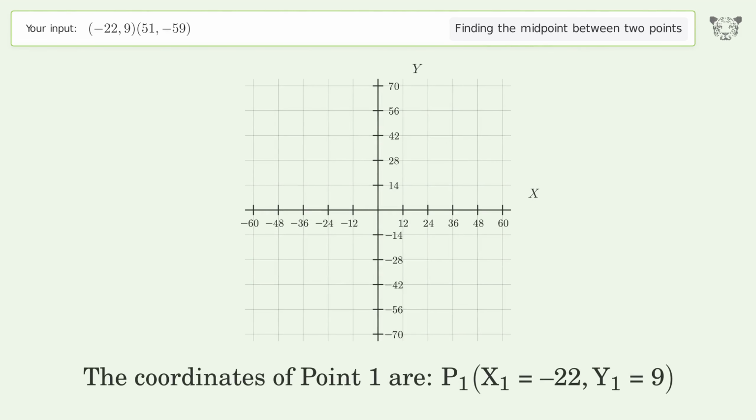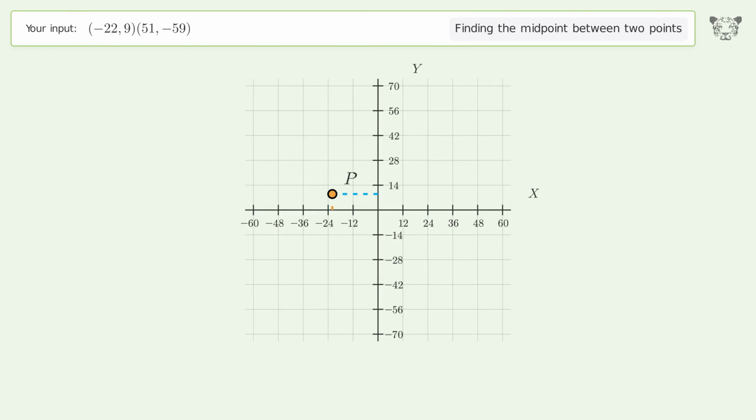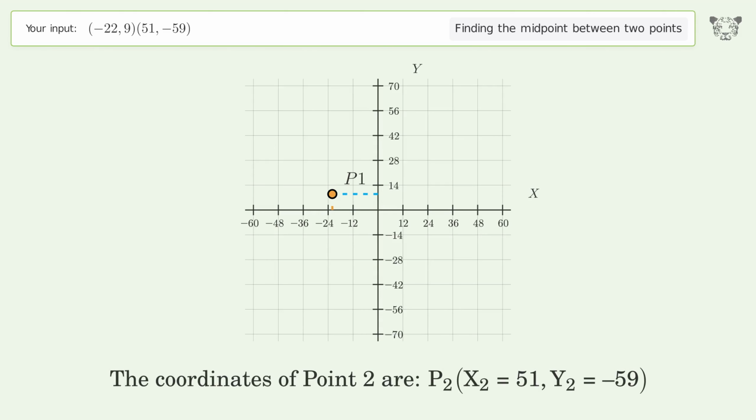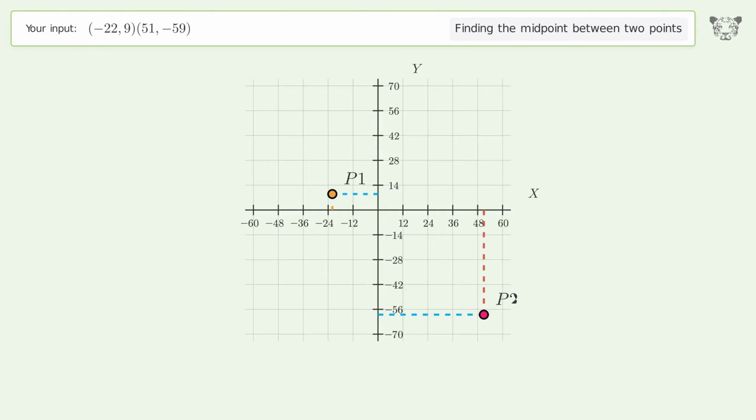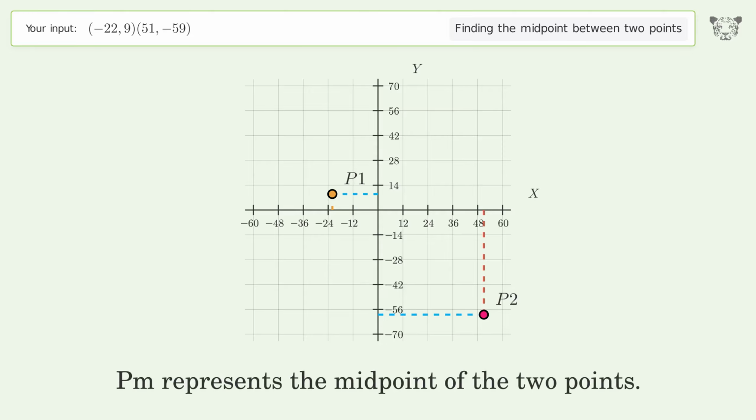The coordinates of point 1 are, x1 equals -22, y1 equals 9. The coordinates of point 2 are, x2 equals 51, y2 equals -59. PM represents the midpoint of the 2 points.